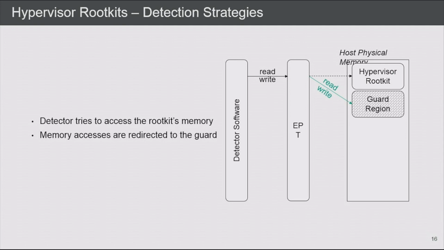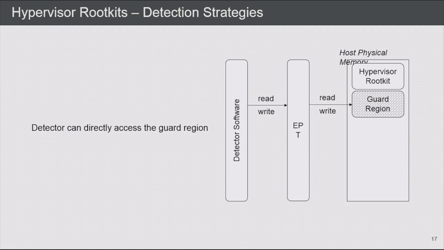With EPT enabled, and I don't know why all of my graphics are somehow damaged, but regardless, hypervisor rootkits typically set up so-called guard regions. And every time the detector tries to access the rootkit's code, it is redirected to the guard region through EPT. So while the detector has no access to the rootkit itself, it can only directly access a guard region.